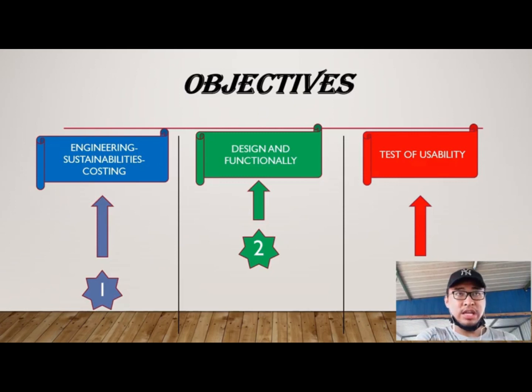It has three objectives. Number 1, to determine the engineering, sustainability, capabilities and costing of the reconfigurable toilet chair. Number 2, to improve the design and functionality of the existing common chair based on the user requirement. And lastly, to analyze and test the usability of the product development by using simulation software.